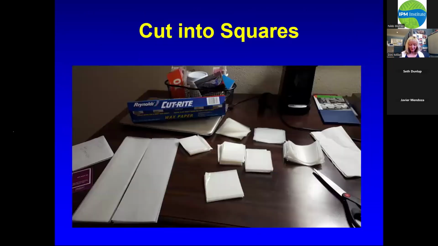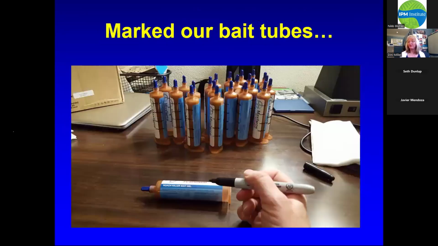Well, I came up with this idea to go and get some wax paper. And I got the Cut Right brand because it was only 99 cents. And I cut it into these 2-inch by 2-inch squares, then folded it on the diagonal. And this is what I would do in my hotel room at night, and then put bait down the crease.